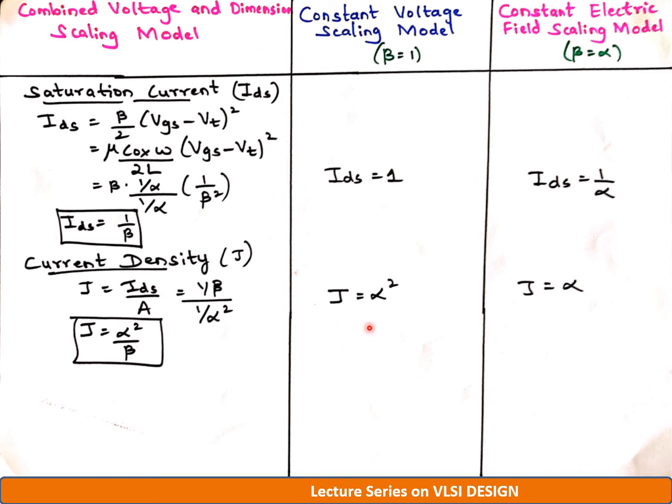In the voltage scaling model, beta is equal to 1. Therefore, the scaling factor for current density reduces to alpha square. In the electric field scaling model, beta is equal to alpha. Therefore, the scaling factor for current density reduces to alpha.